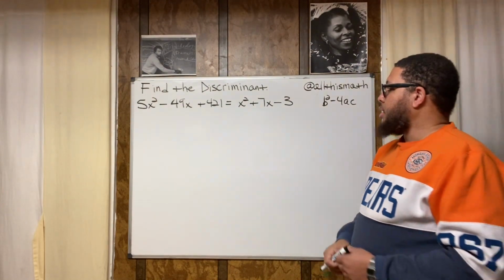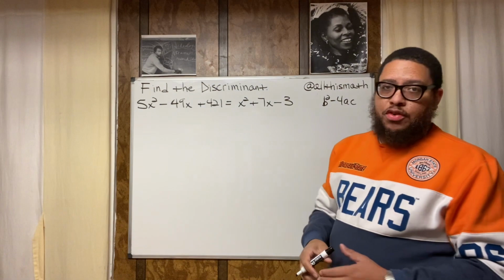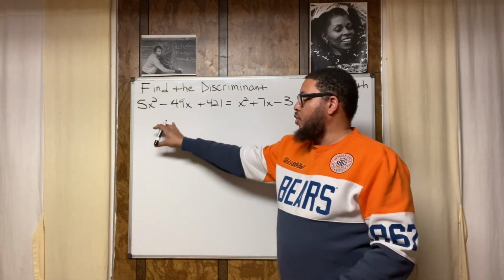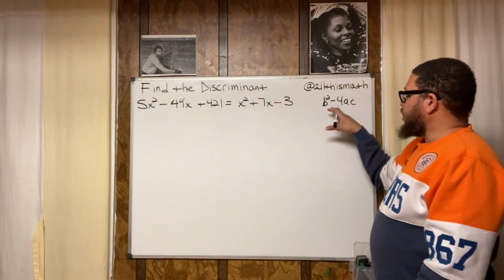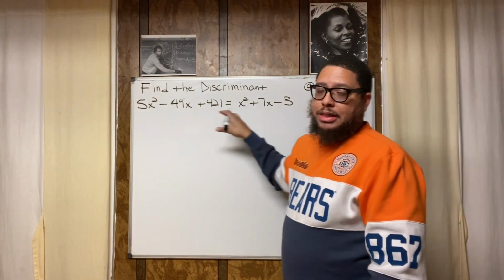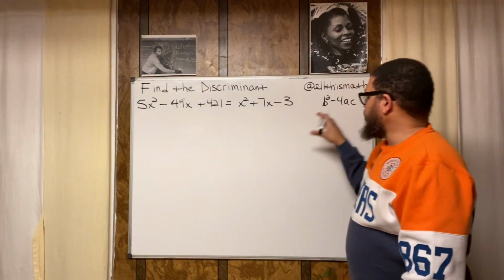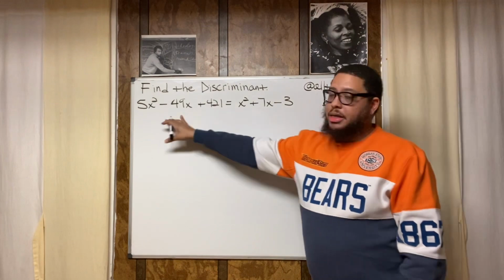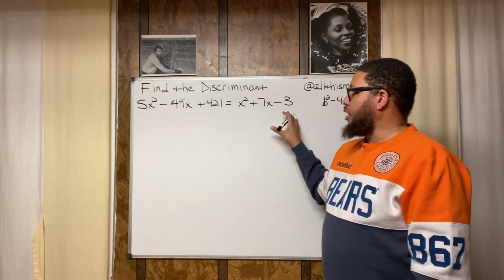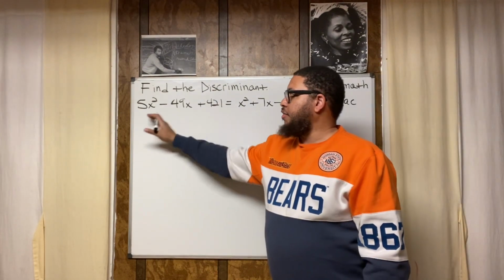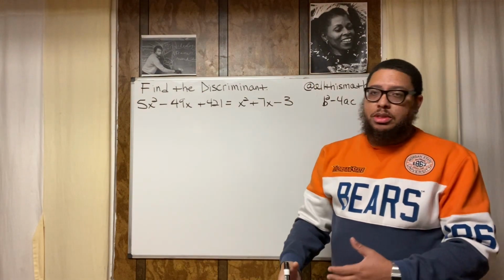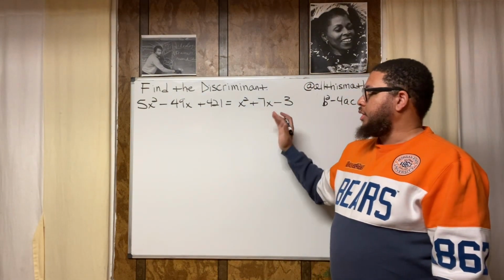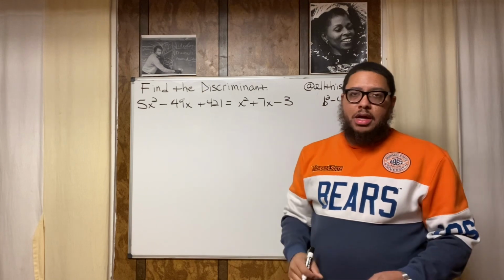All right, so now let's get into it. Let's first put this in standard form, because before we can use this formula, the equation has to be in standard form. How do we put this in standard form? By moving everything to the left-hand side, combining like terms, and then we end up with 0 on the right-hand side. So this is what I'm going to do. I'm going to rewrite everything.